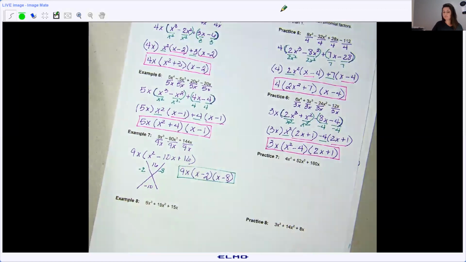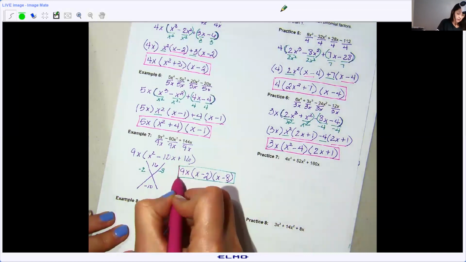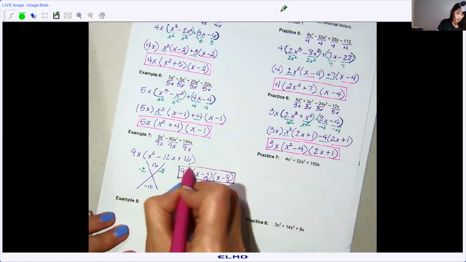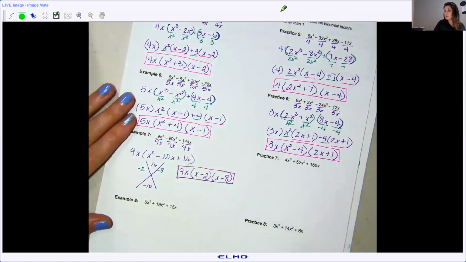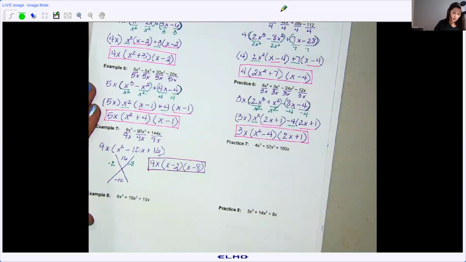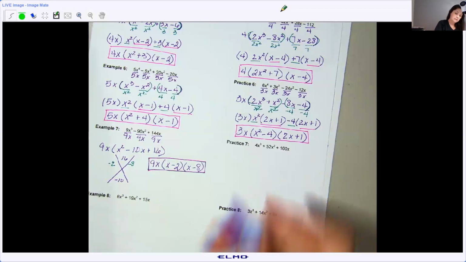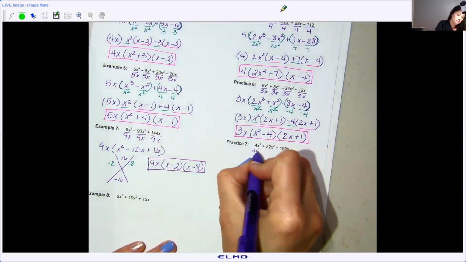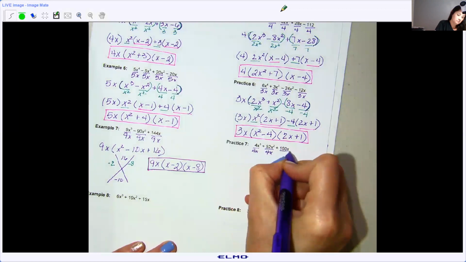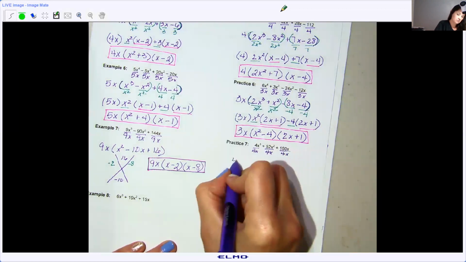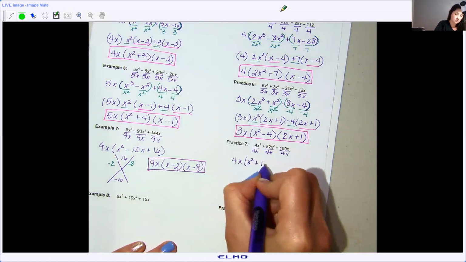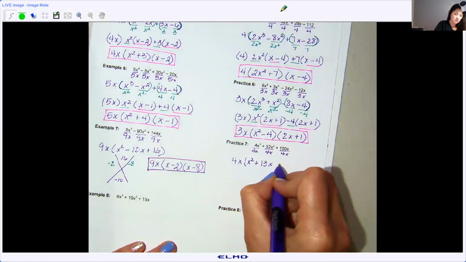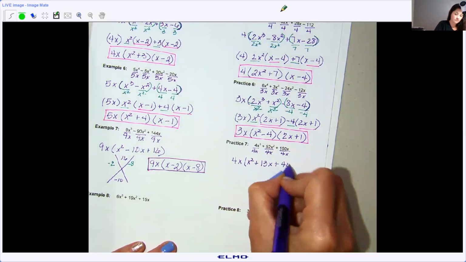Okay, I was supposed to do that in pink. Okay, and the next one's just like it. So let's try that one. Okay, the greatest common factor is going to be 4x. Okay, so let's pull that out. We're left with x squared plus 13x plus 40.